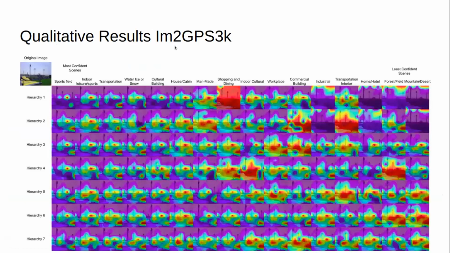We show some qualitative results here on an image from IM2GPS3K. We can see the attention map for every single query based on their scene and hierarchy. And we see that our queries are learning different sets of features for every single hierarchy. If we look at this first column here, each one is looking at slightly different aspects of the image. And we can also see that as we get less confident in our scene prediction, the query starts to look at more random areas of the image and is getting less information.